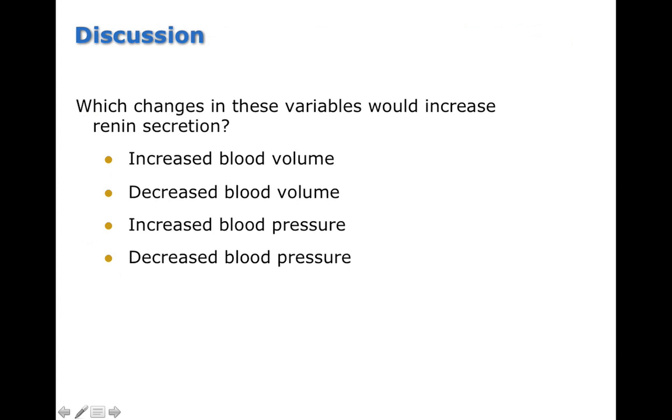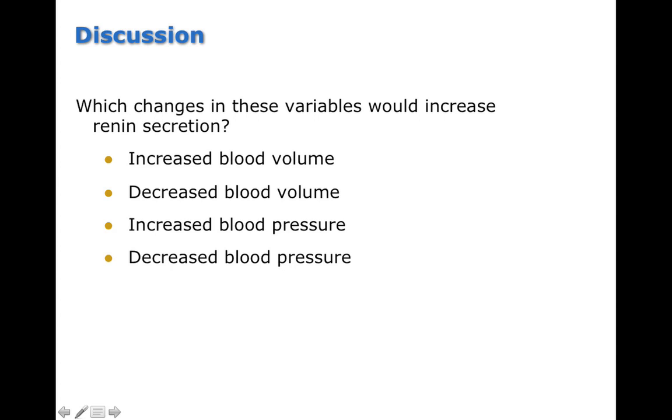So this discussion question here says, which changes would increase the release of renin? Well, we learned that renin release was stimulated by low blood pressure. So if you have an increase in blood volume, then your blood pressure would be high, so you wouldn't want to release renin because that would make your blood pressure even higher. So definitely a decrease in blood volume would stimulate the release of renin. And then if your blood pressure is already high, again, you wouldn't want to release renin, but with a decrease in blood pressure, you would want to release renin to get your blood pressure back up.